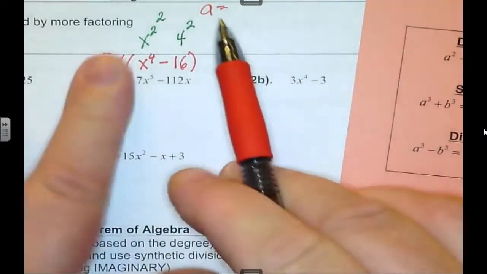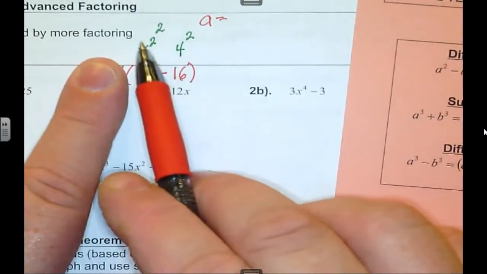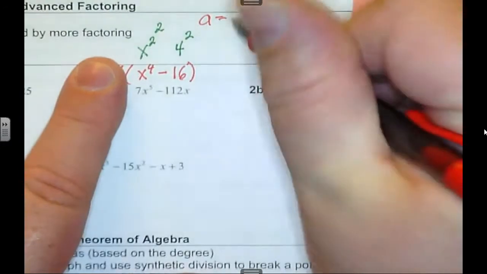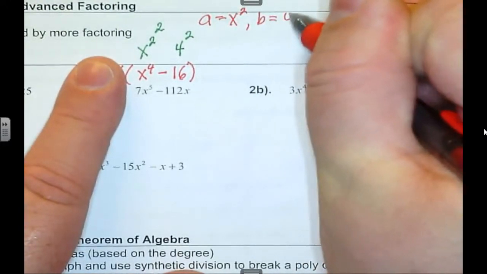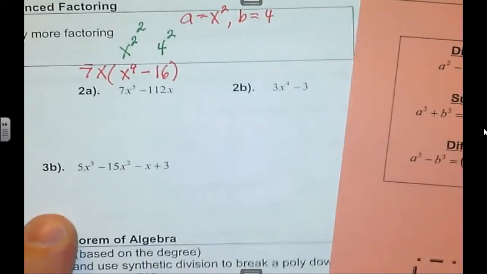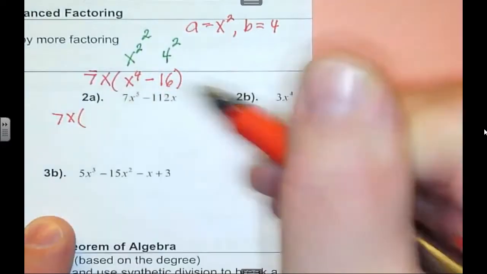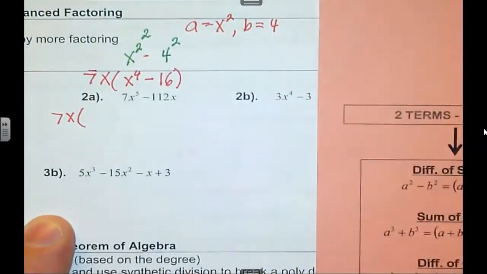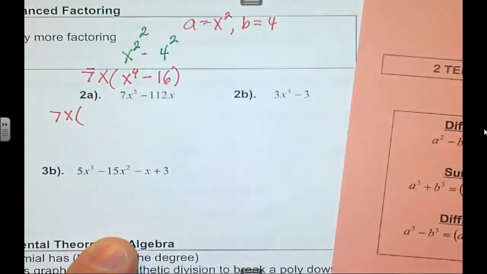My A, no, I'm kind of ignoring the 7x for now. What's my A? X squared. What's my B? 4. Okay, yes, 4 is being squared. Okay, I have my 7x. I'm just going to bring down. I'm not doing much to that. I have a difference of squares, right? It's a plus b, a minus b.